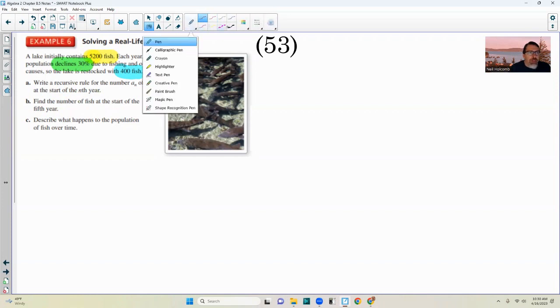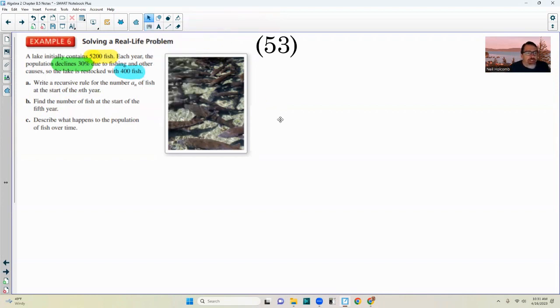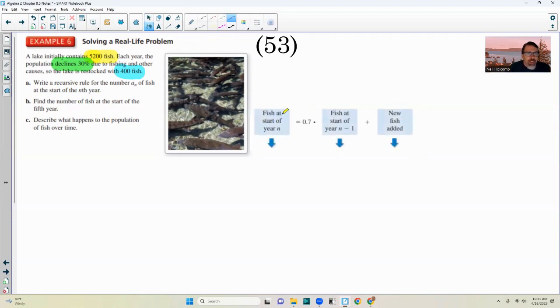Okay, so here's a real world situation, and this would be really handy for conservationists to figure things out. So what you want to do is come up with a rule. So what do we want to do? Well, we have fish at the start of year n. That is our a sub n. And that's going to equal, well, if the population declines 30%, then that's 70% of what you had. If you lose 30%, you still have 70%.